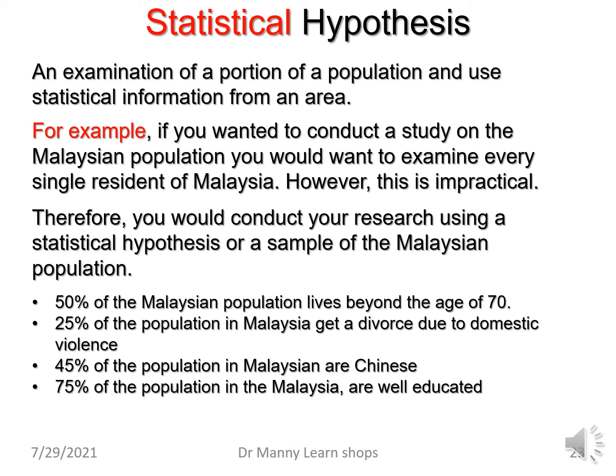25% of the population in Malaysia gets a divorce due to domestic violence. 45% of the population in Malaysia are Chinese. 75% of the population in Malaysia are well educated.